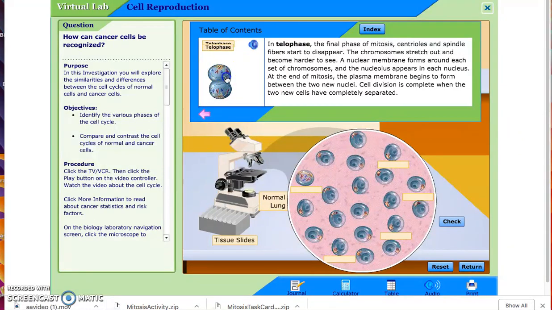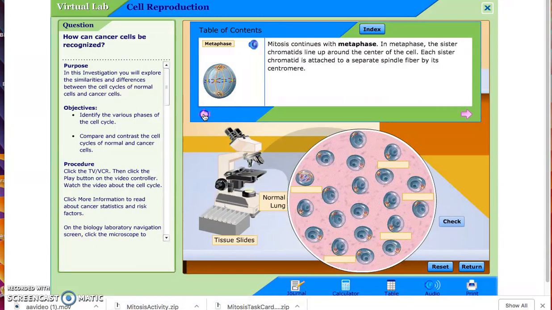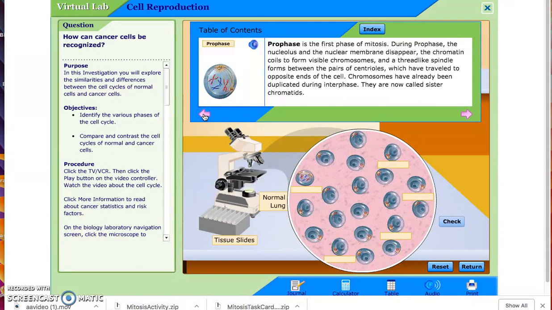And these are also where you can get tags to fill in. You see these blanks that are down here. We're going to start with the first one that's in your book, and we're going to look at normal lung. So this is a normal lung. And your job is to take this cell and label it.